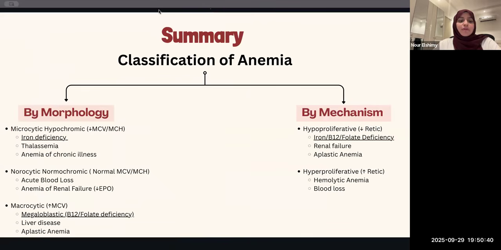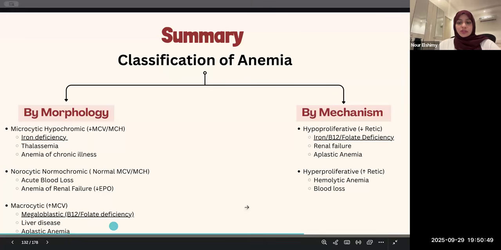Now, this is a summary of everything that I just talked about. So I think it's going to be great if you guys go over this really quickly. I have the main things underlined. And yeah.